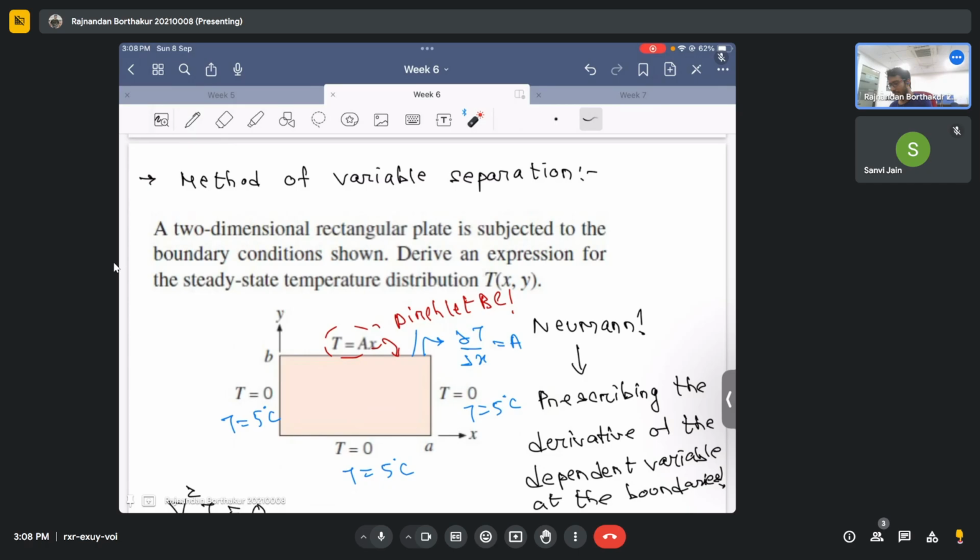Let's say this is some T naught. Can you give it a try? If I now have this scenario where the three faces, instead of being at 0 degrees Celsius, are at 5 degrees Celsius, and the upper face is still at the temperature T equal to AX, can I still apply the method of variable separation in this scenario? Just one second, guys. Just think about this.